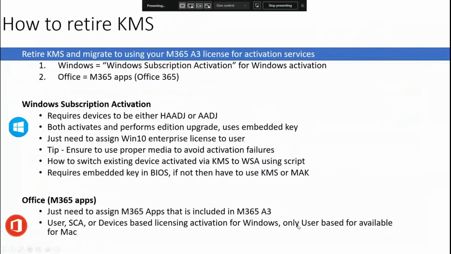There's a lot going on in this slide, so screenshot it. Even for your existing devices today, if you wanted to retire your KMS, you could enable hybrid Azure AD join, and then there's a script that you have to run to clear the KMS entries, but when a user who has an A3 signs in, it'll activate that particular device. The key, though, is if the media is mismatched, then Windows subscription activation will fail. So the media has to match the version of the embedded key.